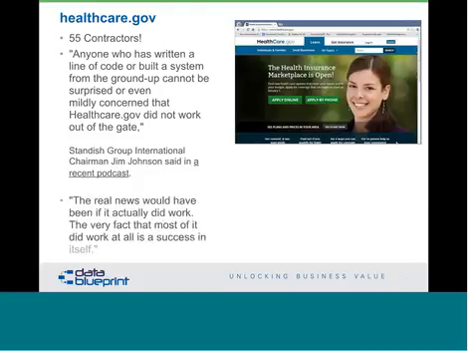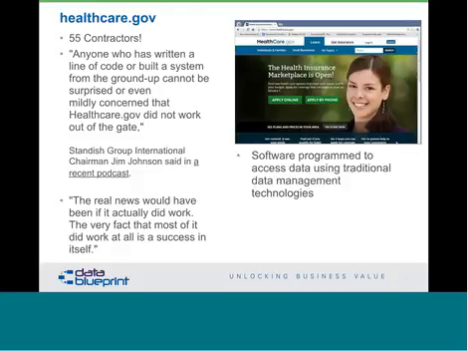That was simply too many. And a very good quote by Jim Johnson, chair of the Standish Group, says the real news would have been if it actually had worked. That would have been a success in and of itself. But interestingly enough, the software that was programming some components of the system was using traditional SQL-based data management technologies.